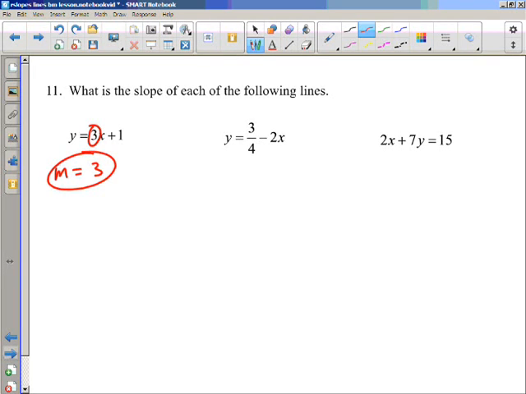Over here, it's a little bit tricky. You don't want to pick the fraction just because that's the way slopes usually are. Again, you want to find a coefficient of x, and that value is a -2.